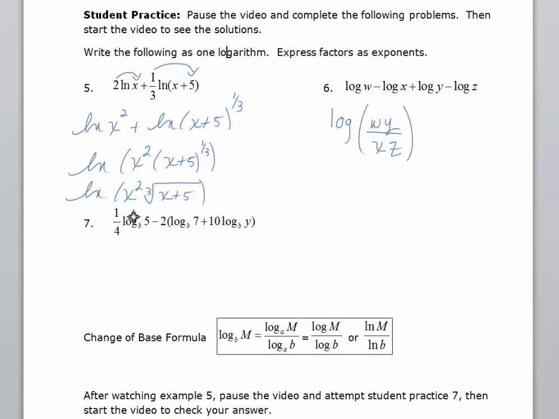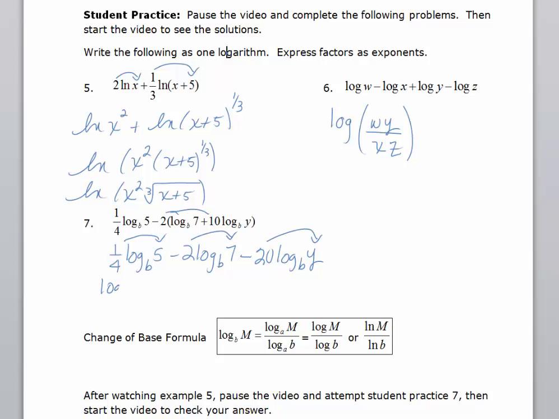Last one. I first want to distribute the 2, so I'll have 1/4 log base b of 5 minus 2 log base b of 7. Don't forget to distribute that negative, so it's going to be minus 20 log base b of y. Now the next move would be to rewrite those factors in front of the logs as exponents.